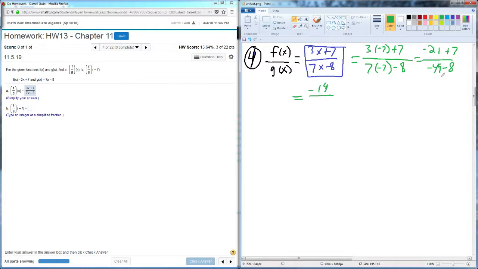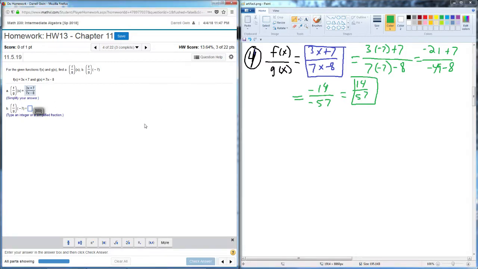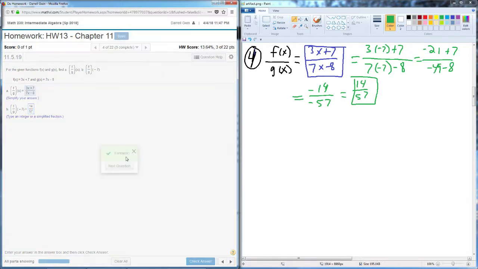Negative plus negative, add them together, so it's going to be negative 57. Negative 57 is a prime, but I still have to simplify this to a positive because negative divided by negative is a positive. That should be the answer. 14 divided by 57. Cross your fingers, you never know.